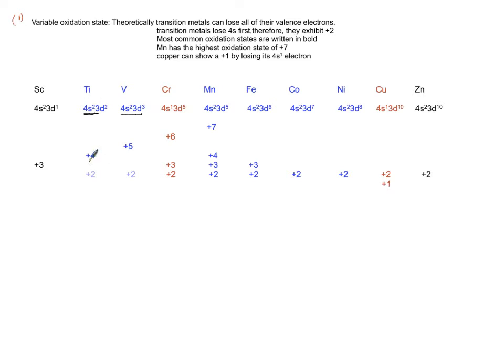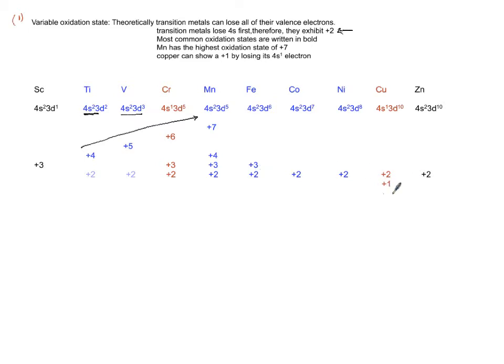Now I have put the most common oxidation states in bold. First thing you have to also remember, this is very important, transition metals lose their 4s before they go after 3d electrons. So they all show +2. So all transition metals have +2. From titanium to manganese, there is an increase. Manganese shows the highest oxidation state possible, +7. Then there is a decline and you show +2 more often.